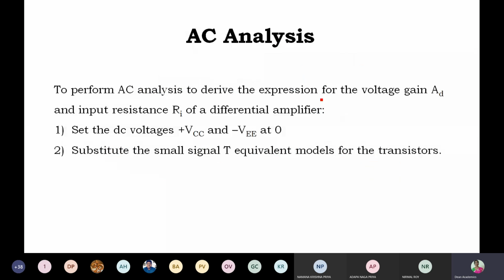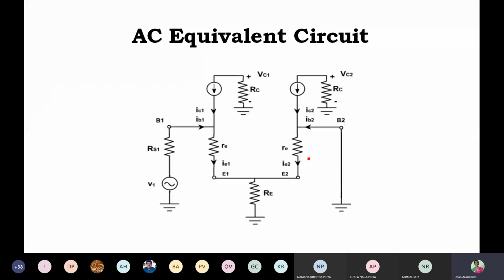While carrying out AC analysis, what are the steps we take? One is to make DC voltages 0. The second step is to draw the small signal T equivalent model for the transistors. Two transistors are there, so we replace those two transistors with the small signal T equivalent model. By applying these two steps, we draw the AC equivalent circuit for the circuit I have shown just now.